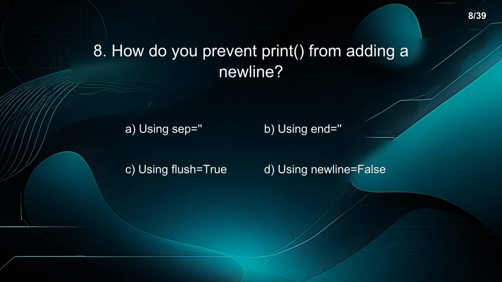Eighth question. How do you prevent print from adding a new line? A. Using sep equals. B. Using end equals. C. Using flush equals true. D. Using new line equals false. Correct answer is B. Using end equals.